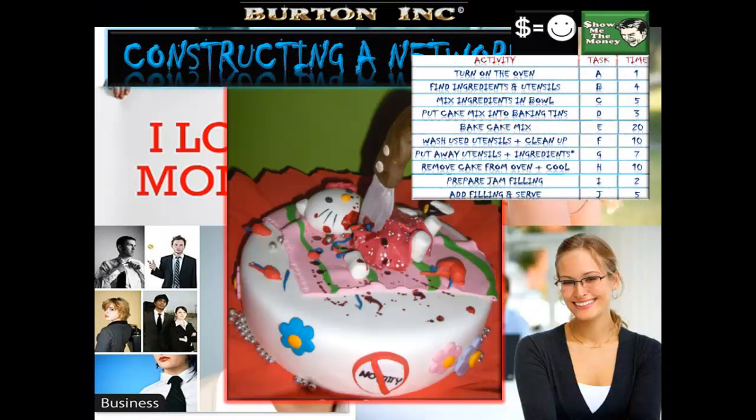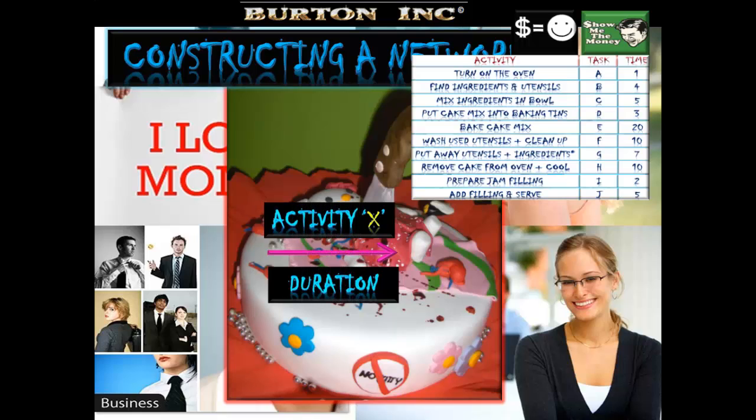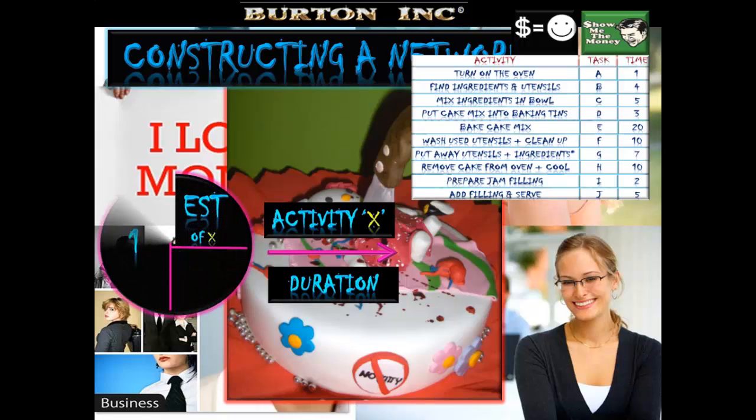Okay, we're constructing our network now. We've got our activities there in the right hand corner to remind us. This is the layout. Activity on the top, labelled as such, and the duration on the bottom of the arrow. We've got a node to start with, and that node is numbered. Now the numbers don't mean anything at all, just numbered for convenience.